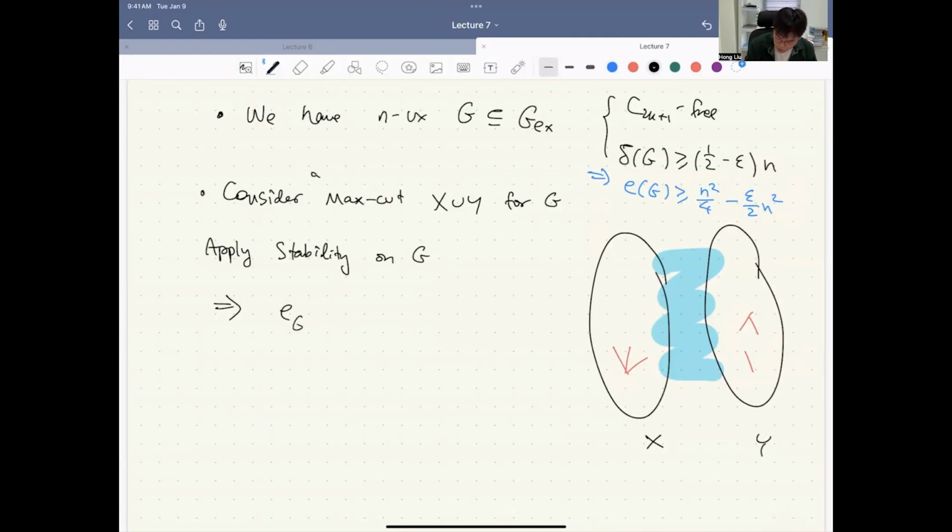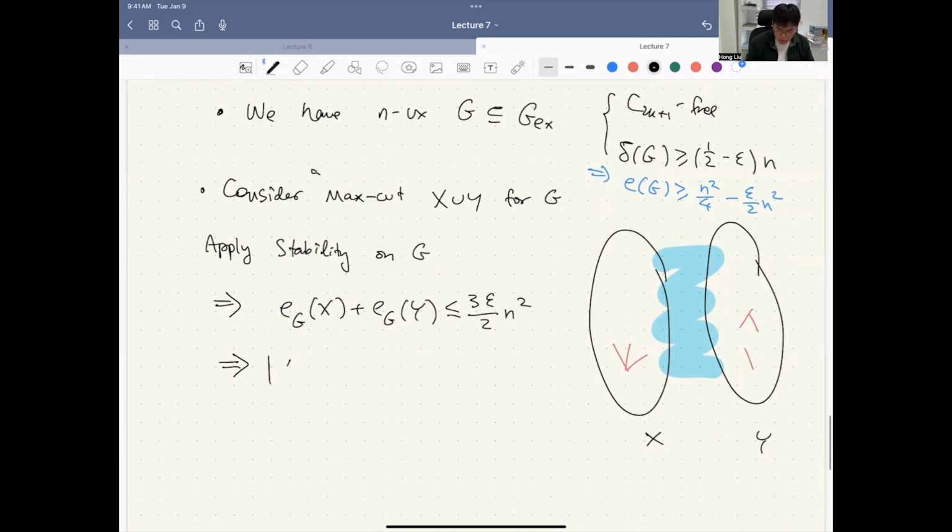implying that E(G[X]) plus E(G[Y]), first of all, is less than 3 epsilon over 2 n squared. Not so many edges inside, which now we can imply that X and Y must be close to n over 2, plus or minus some error term, slightly larger than epsilon. So why is this true? Well, let's prove this claim.